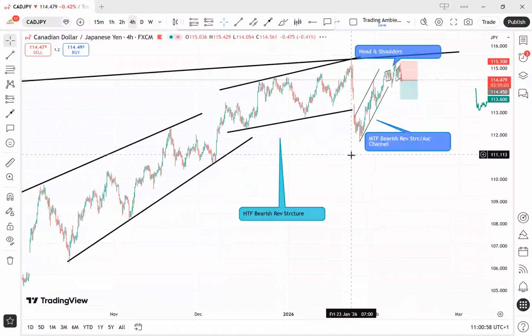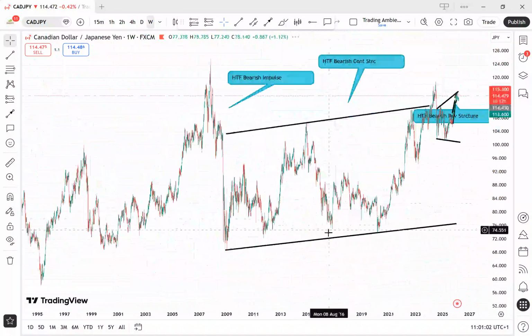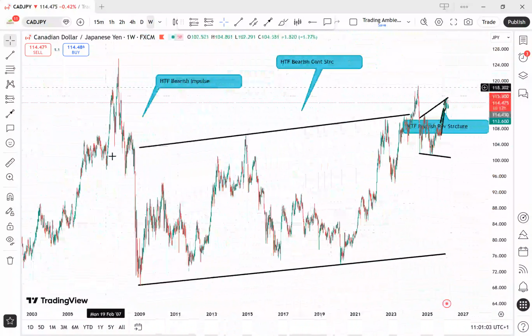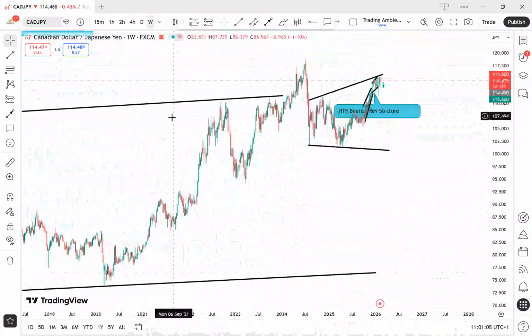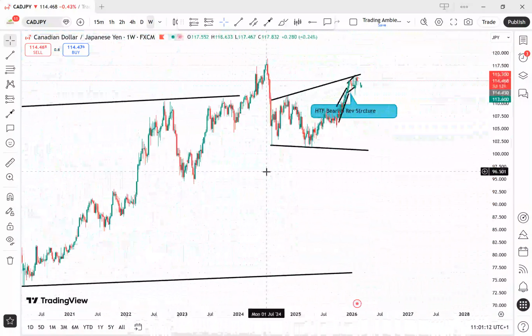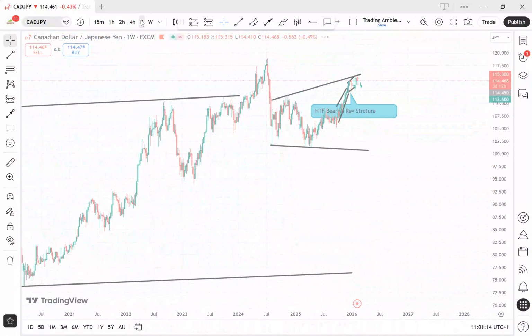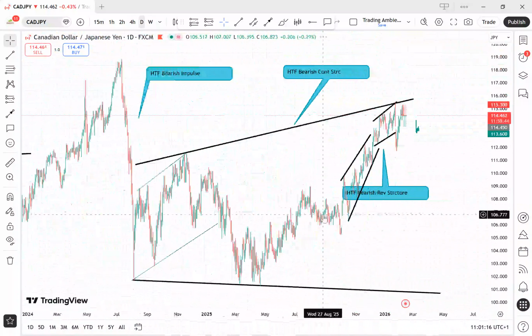So CAD JPY as well, on the weekly time frame, we have a clean bearish impulse and a bearish continuation structure. So the price has been playing around here for a while. So right here we have a bearish impulse, and on the daily time frame, you can see we have this bearish impulse, and to me this is a bearish continuation structure.